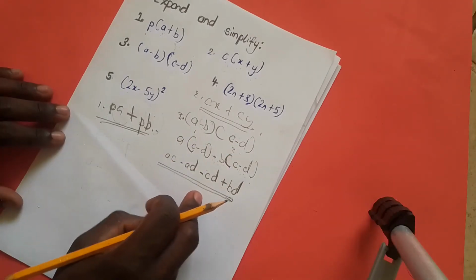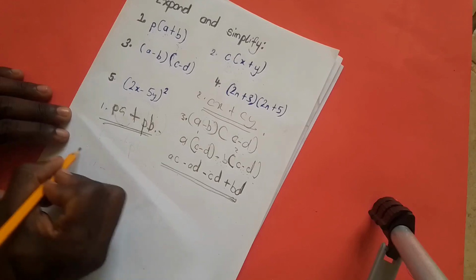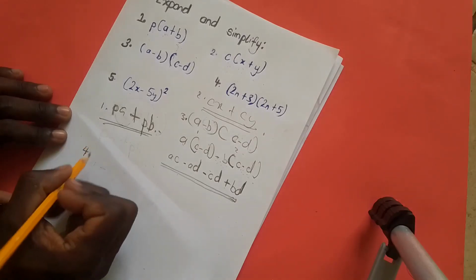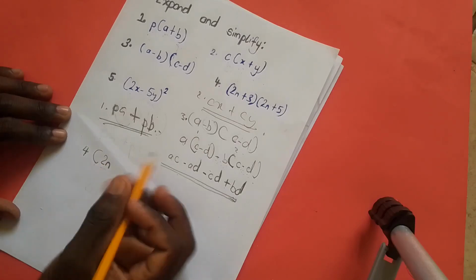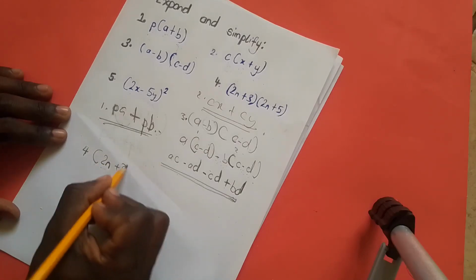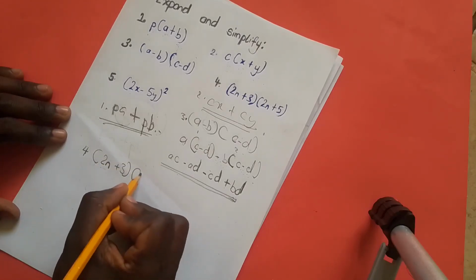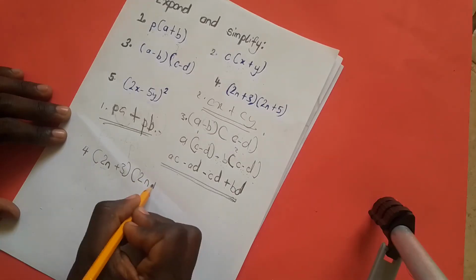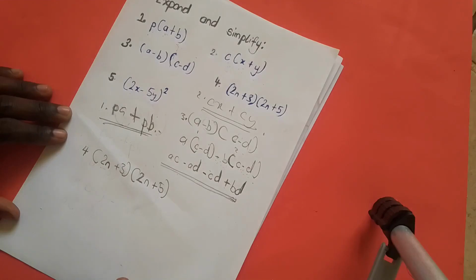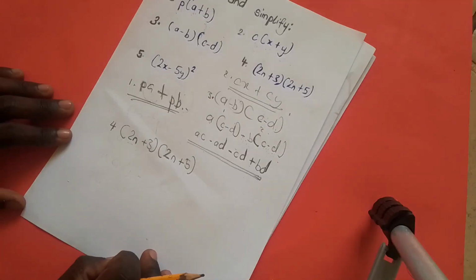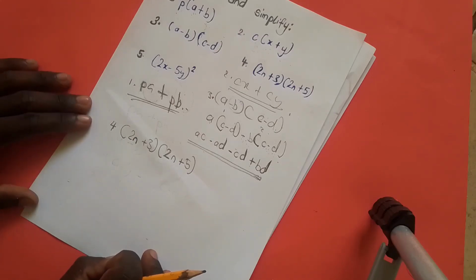Okay, so we're going to question 4. Question 4 is saying bracket 2n plus 3 bracket 2n plus 5. So this is the expression for question 4. It's just like the one we did, but a bit complicated, one might say, but not that complicated again.